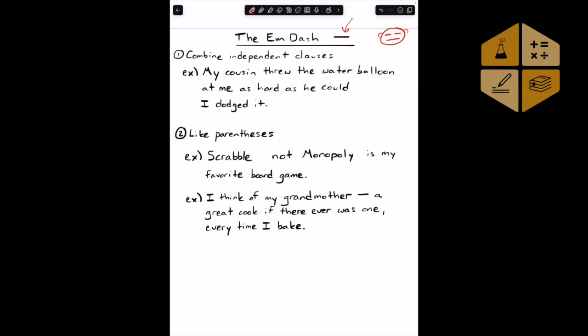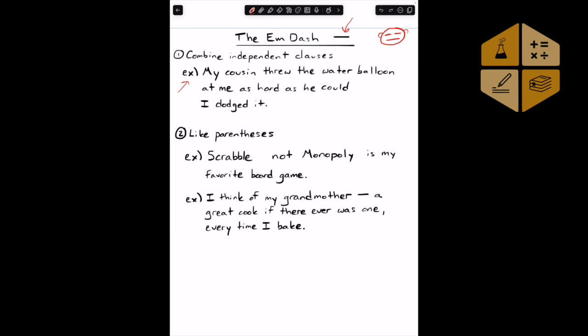The first way, like I mentioned, is to combine independent clauses. Again, an independent clause is a sentence or a clause that can stand alone as a sentence. So if you look at this first example right here, it says, "My cousin threw the water balloon at me as hard as he could. I dodged it." Well, the first part of that sentence, "My cousin threw the water balloon at me as hard as he could," that's an independent clause. We could, if we wanted to, just put a period here, right? And then we'd have two sentences, but we're dealing with em dashes, so we're not going to do that.